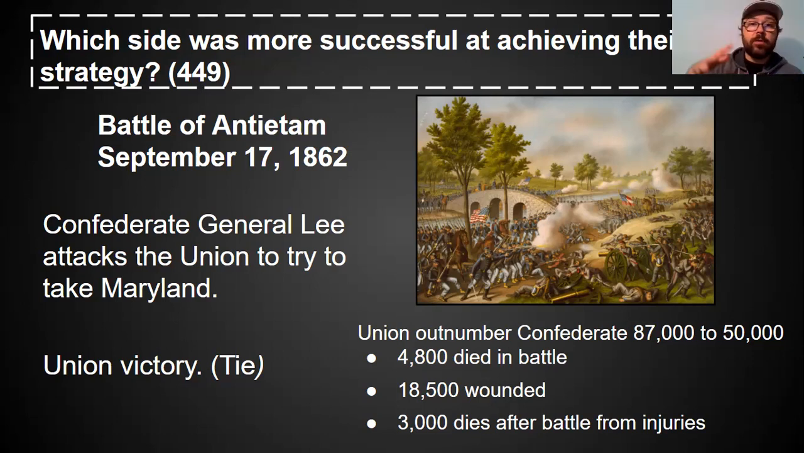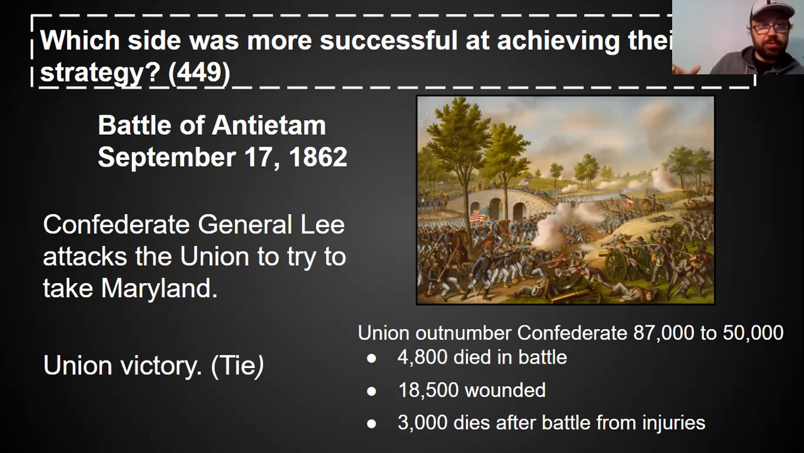So again, think about a comparison to things that we have some sort of comparison point to. 9/11, September 11th, 2001, 3,000 people died that day. And that was one of the biggest days in American history. I mean, it changed the course of American history in so many ways. Just this one battle of the Civil War, 4,800 people died. 18,500 people were wounded.